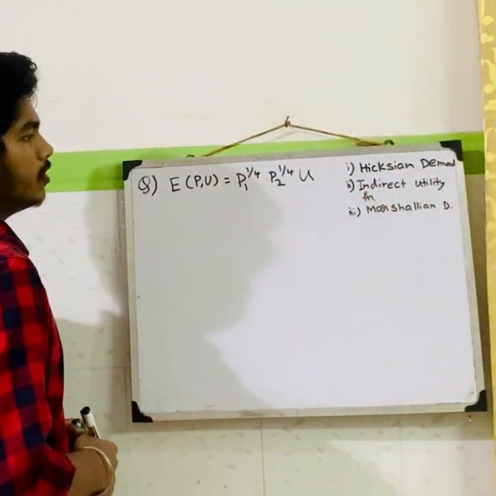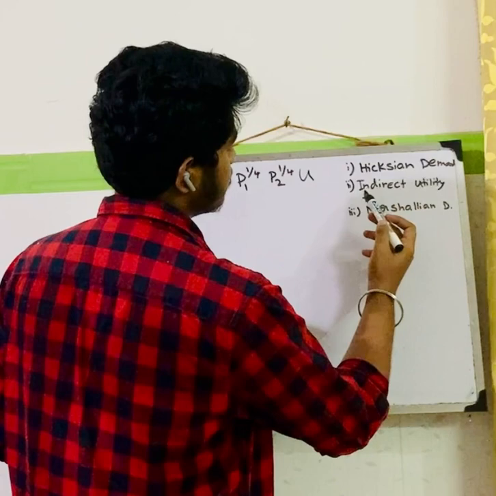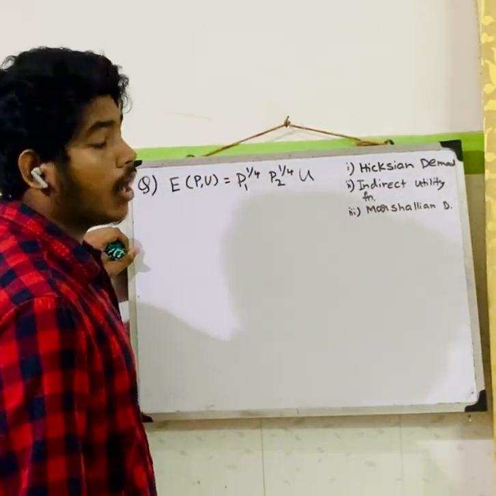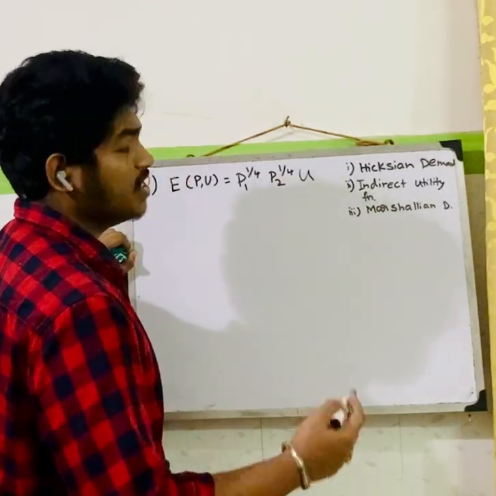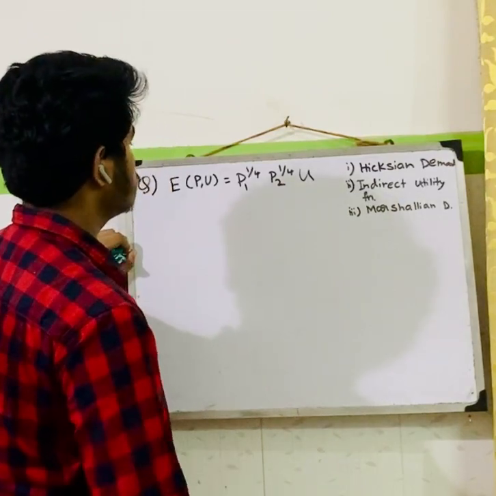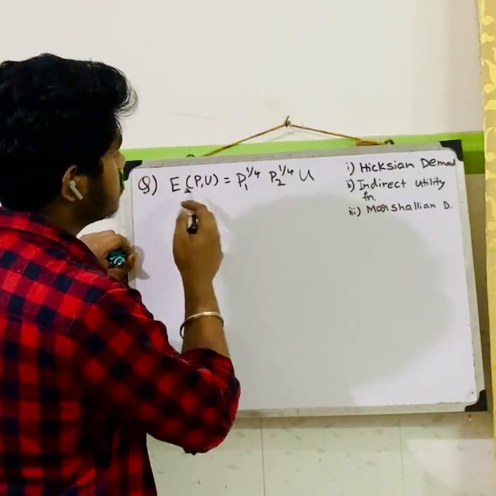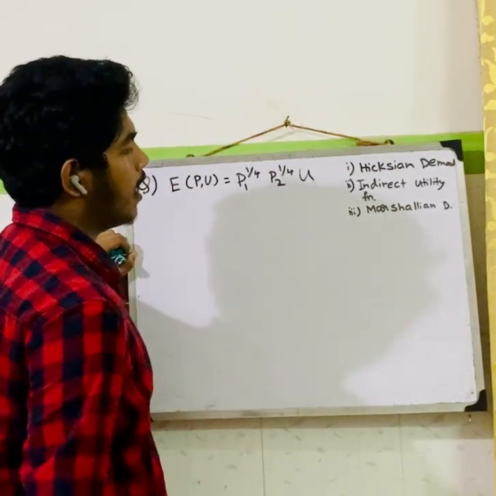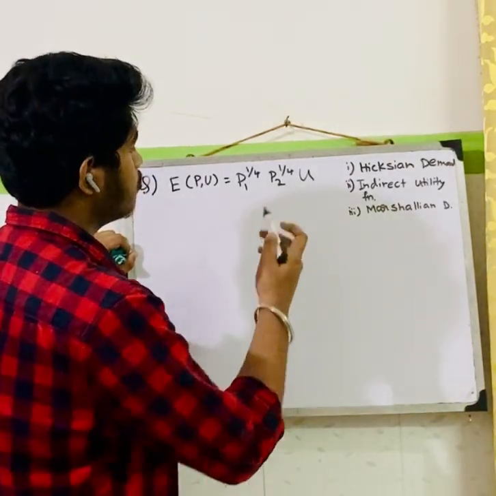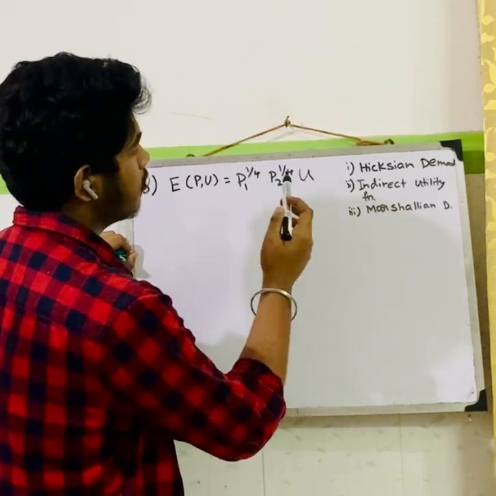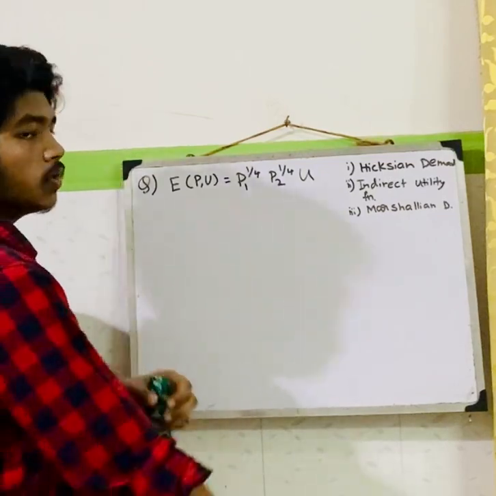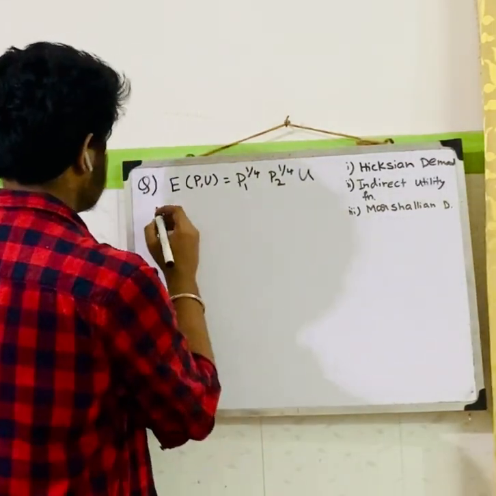So we have to derive Hicksian demand, indirect utility function and Marshallian demand. So I have told you how to derive Hicksian demand by Shepard's lemma. Now how to derive indirect utility function from this, by just writing this equation in terms of u, and we can derive Marshallian demand by Roy's identity or by putting this indirect utility function in Hicksian demand. Right? I have told you this before. Now let's do the sum.